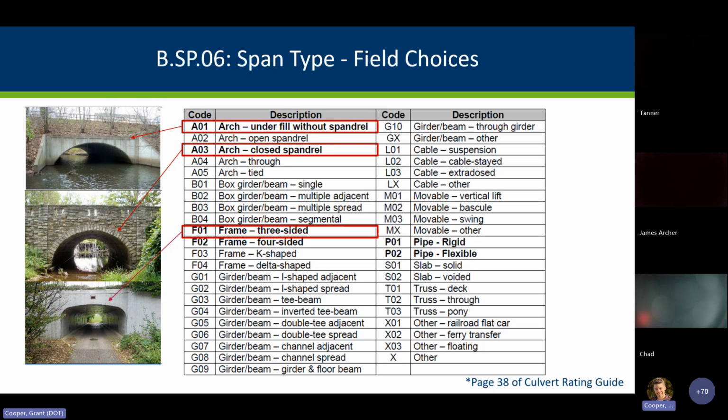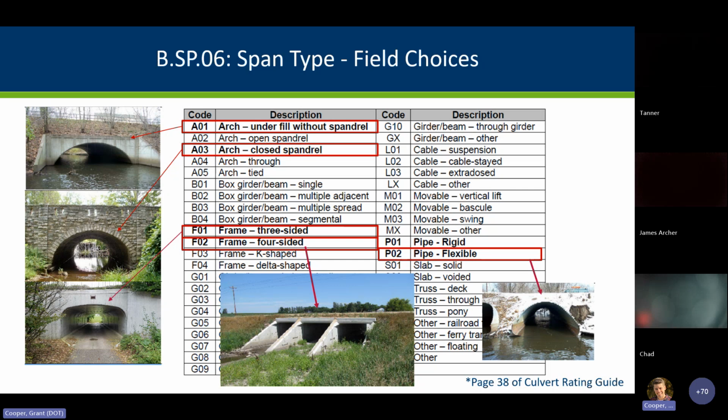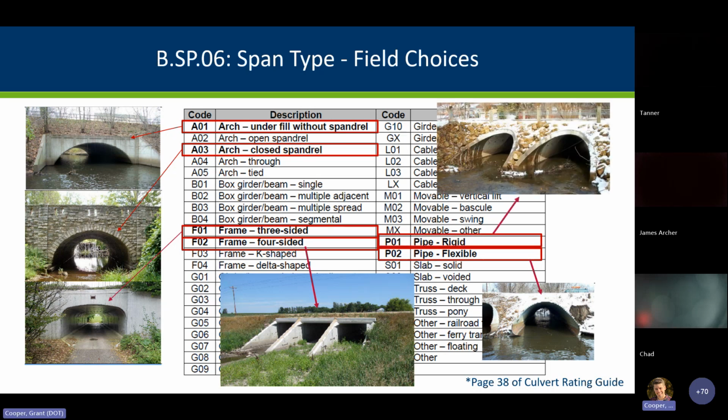Three-sided frame, those are identified by the vertical walls. Most of the time they have the arched top, and they'll sit on a footing on either side. And your four-sided frames would be your standard box culverts. Flexible pipes are your aluminum or steel pipe structures, and rigid would be your masonry or concrete type pipe structures.